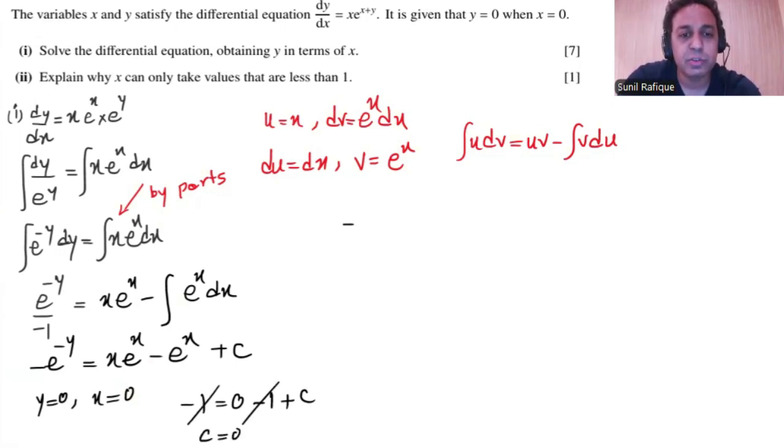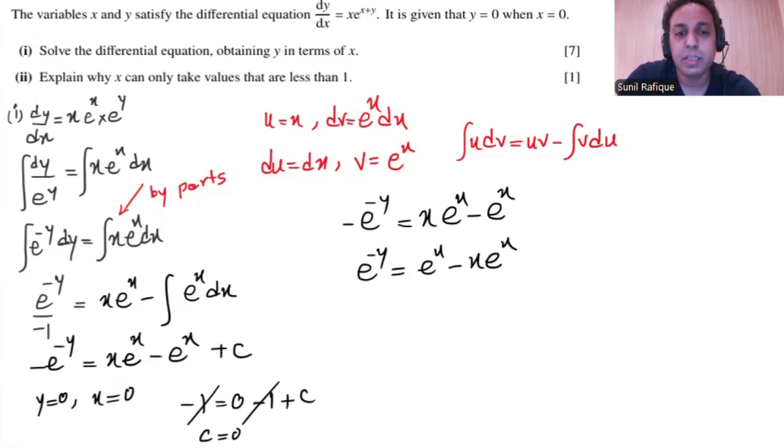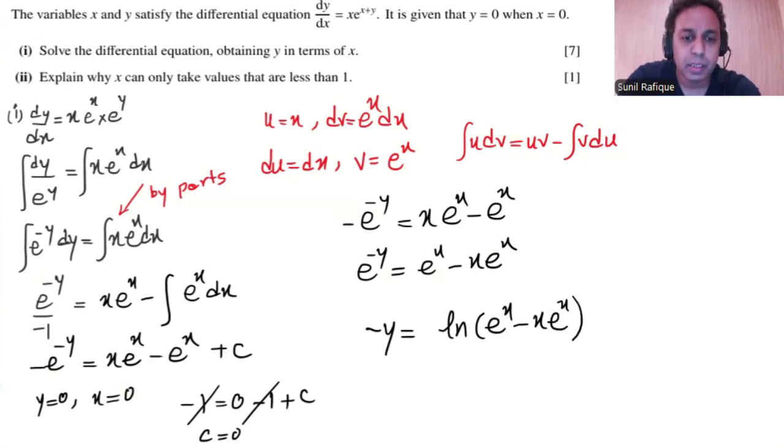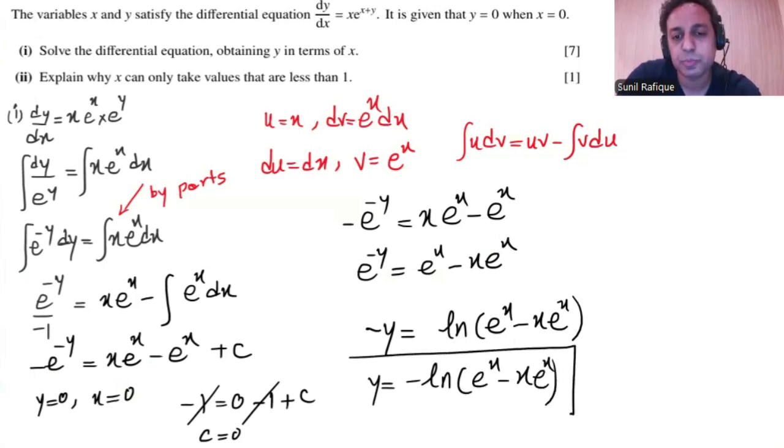So my particular solution will look like minus e to the power minus y equals x e^x minus e^x. I need to write y in terms of x, so let's get rid of this negative first. It will be e^x minus x e^x. Apply logarithm on both sides. So minus y will look like natural log of e^x minus x e to the power of x. Or lastly, you can write y equals minus ln of e to the power x minus x e^x. That is the answer to the first part.